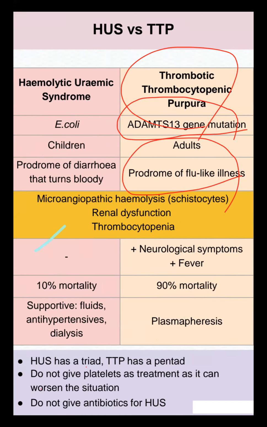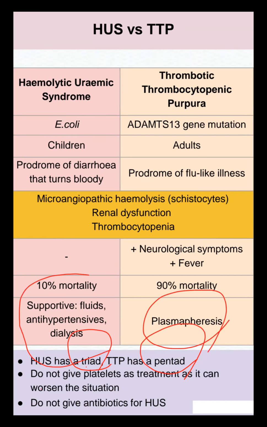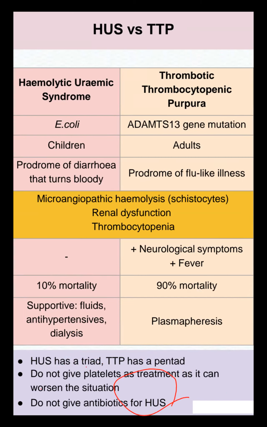So hemolytic uremic syndrome is a triad, and TTP is a pentad. What are they? In hemolytic uremic syndrome there will be hemolysis, low platelets, and renal failure. But in TTP there will be a pentad: hemolysis, low platelets, but also a neurological picture along with fatigability. So triad and pentad. Remember plasmapheresis and supportive management according to the scenario. And we can't give antibiotics for the diarrhea or gastroenteritis in hemolytic uremic syndrome.